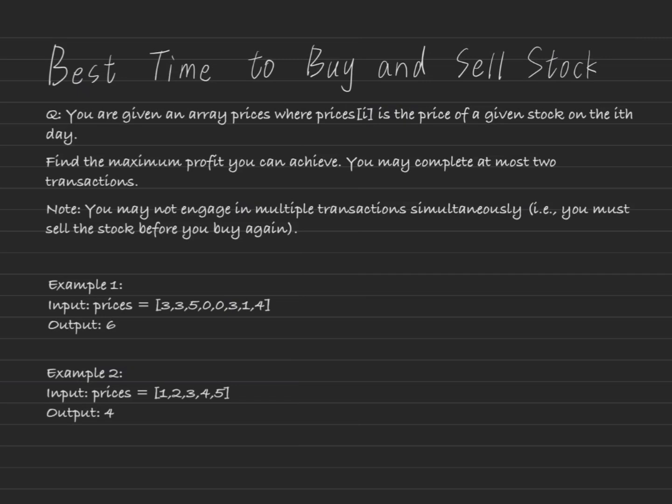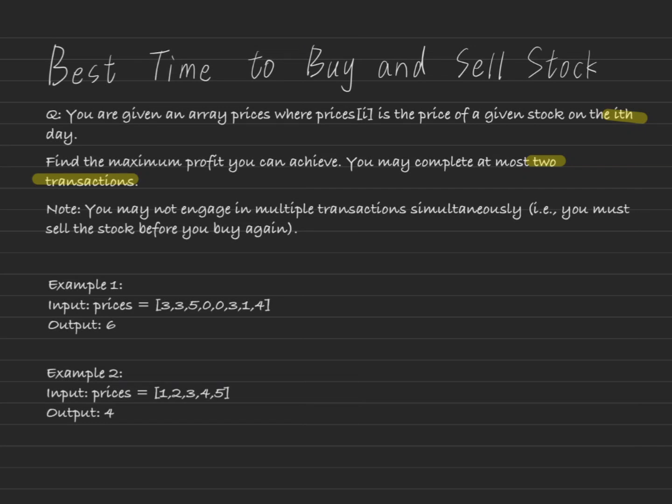The question is as follows. You're given an array of prices where each element is the price of a given stock on the ith day. Find the maximum profit you can achieve. You may complete at most 2 transactions, and you may not engage in multiple transactions simultaneously. In other words, you must sell the stock before you buy again.